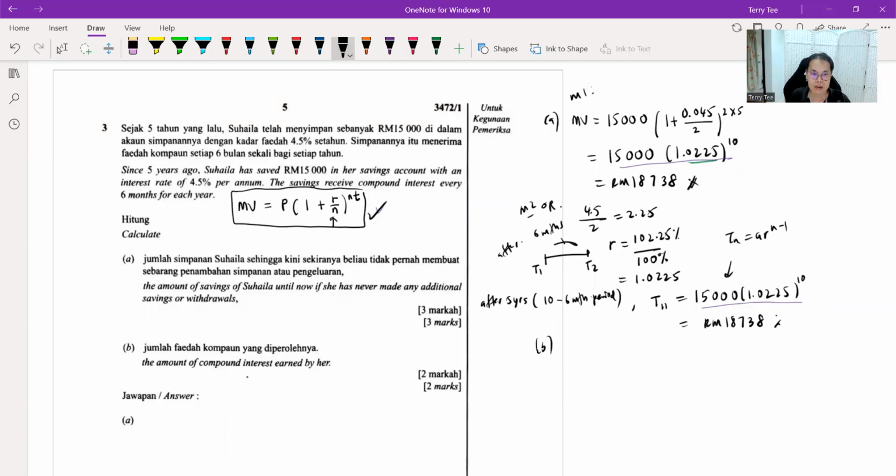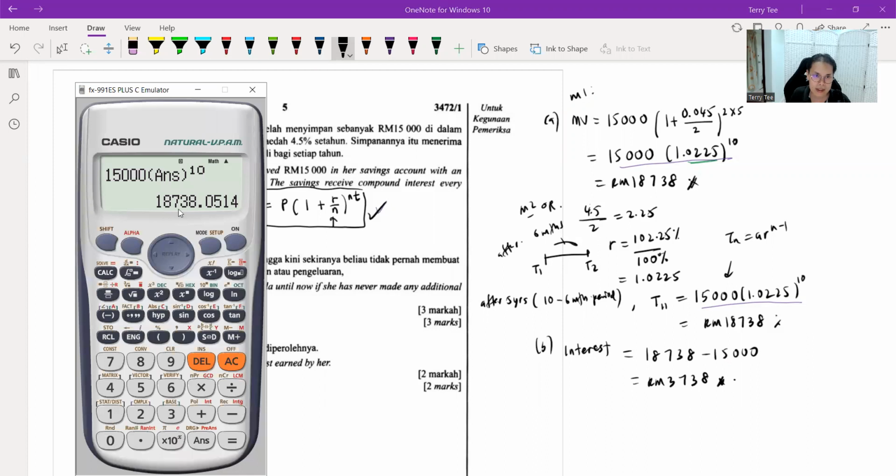Next one. The amount of compound interest earned by her. This is very simple because she put in 15,000. She got back 18,738. So what is the amount of interest that she earned? Her interest is 18,738 minus 15,000. So she actually earned 3,738. If you want more decimal points, you can write more decimal points. Previously, I didn't. I just wrote 18,738. I think it's good enough.